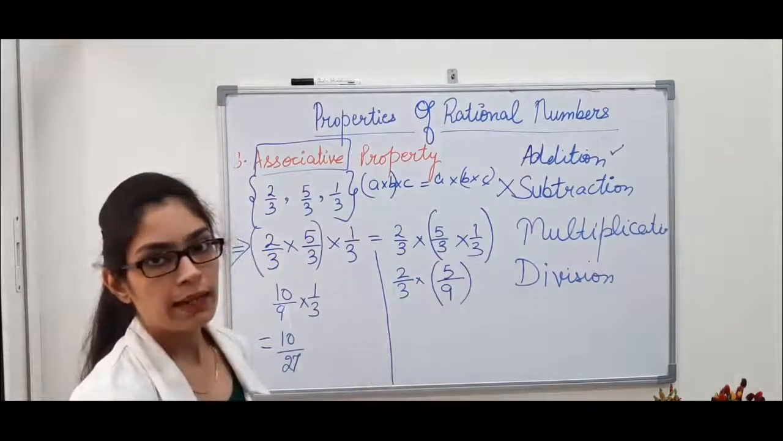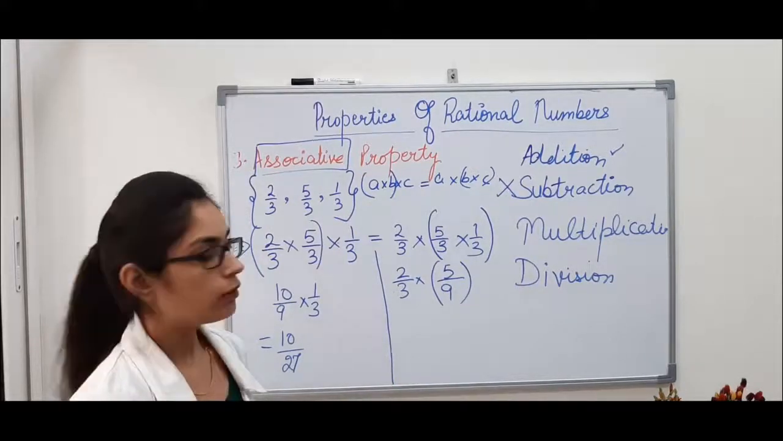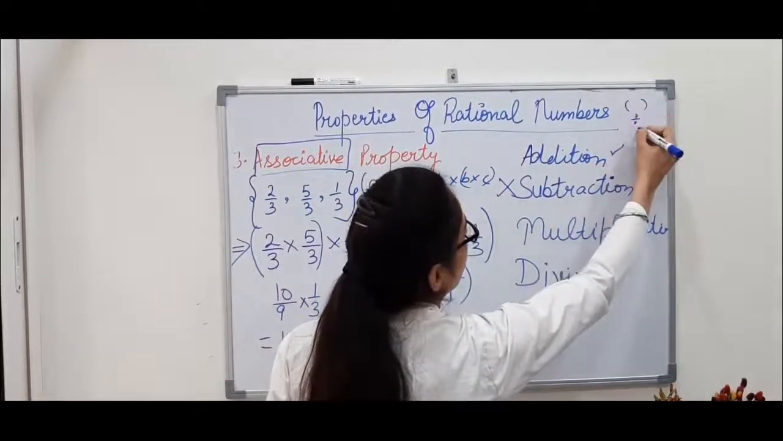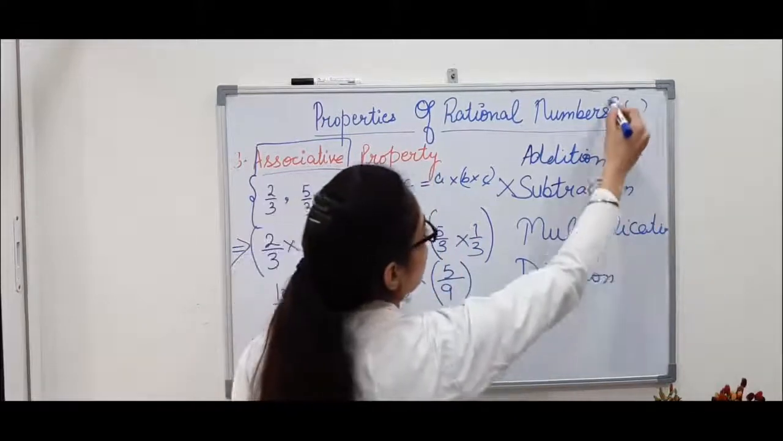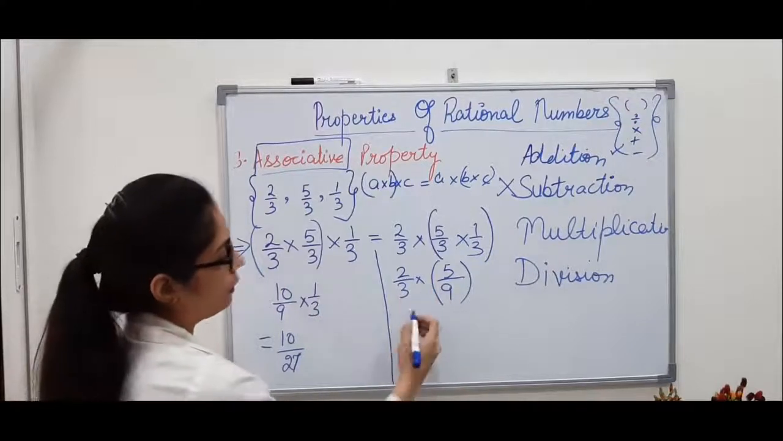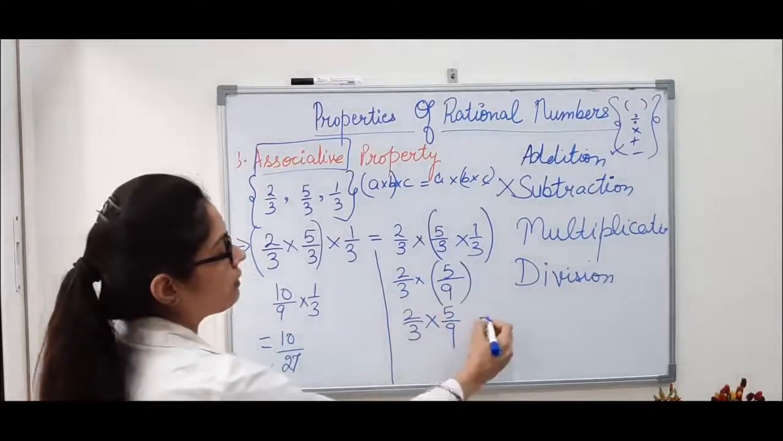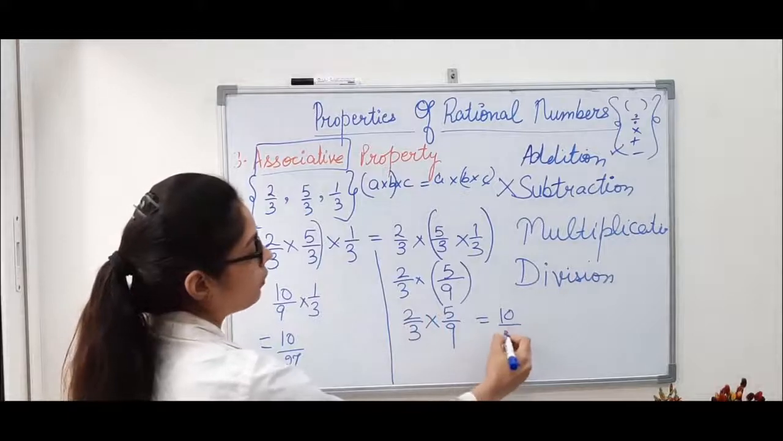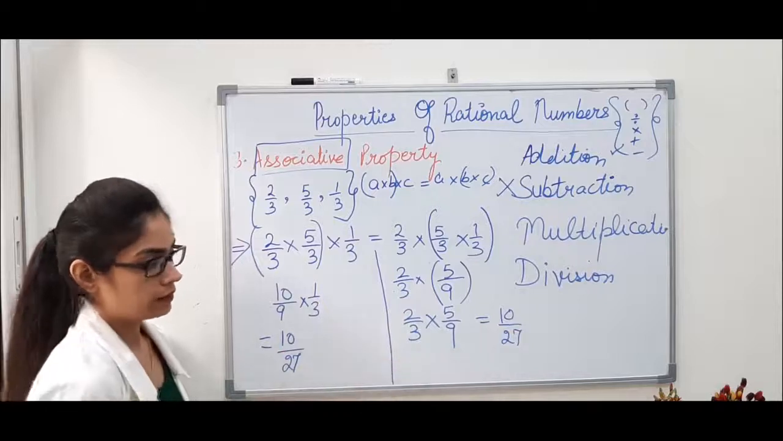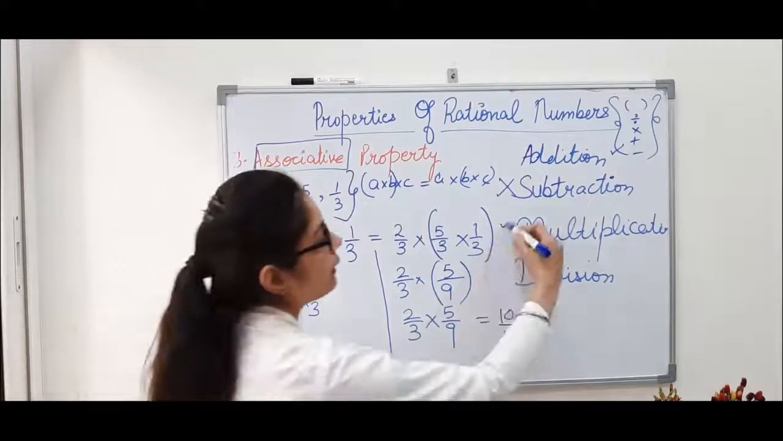The reason we are doing the bracket first is because we have learnt in earlier classes a rule, the BODMAS rule. According to that rule, we have to solve the bracket first. This is bracket, then division, then multiplication, then addition or subtraction. This is according to the BODMAS rule. This we have learned in our smaller classes also. Now let's open the bracket. 2 by 3 into 5 by 9. 2 into 5 is 10. 3 into 9 is 27. See, I got my left hand side equal to right hand side, which means rational numbers are associative under multiplication.